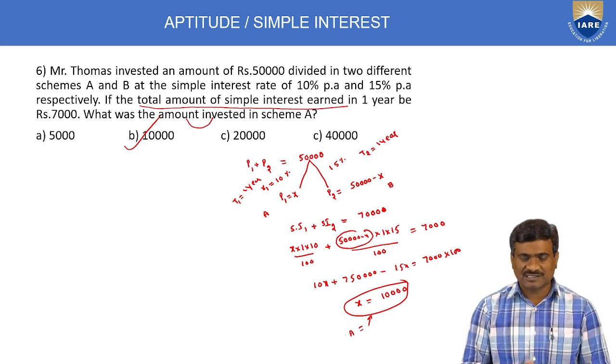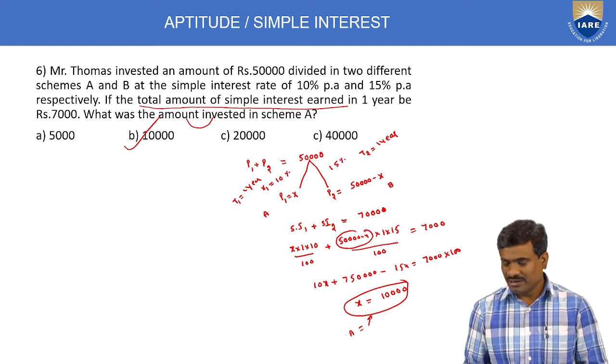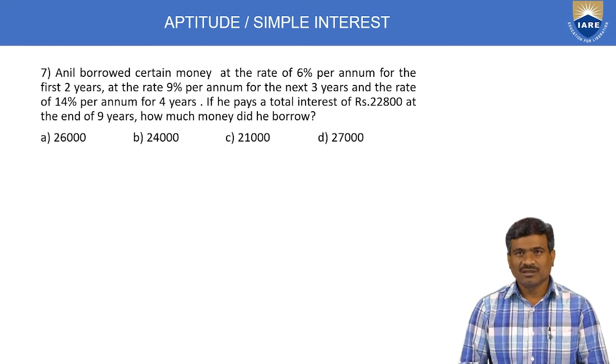This is about the sixth example method. Next, seventh, also important. Anil invested certain money at the rate of 6% per annum for the first 2 years, at the rate of 9% per annum for the next 3 years, and at the rate of 14% per annum for 4 years. If the total interest is rupees 22,800 at the end of 9 years, how much money did he invest?